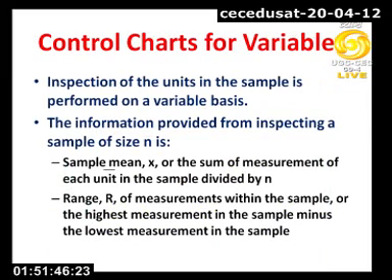Control chart for variables. Now, we will discuss the control charts for variables. Under this, inspection of the units in the sample is performed on a variable basis. The information provided from inspecting a sample of size n is, first, the sample mean x bar, or the sum of the measurements of each unit in the sample divided by n. We also get the range R of measurements within the sample, which is the highest measurement in the sample minus the lowest measurement in the sample.